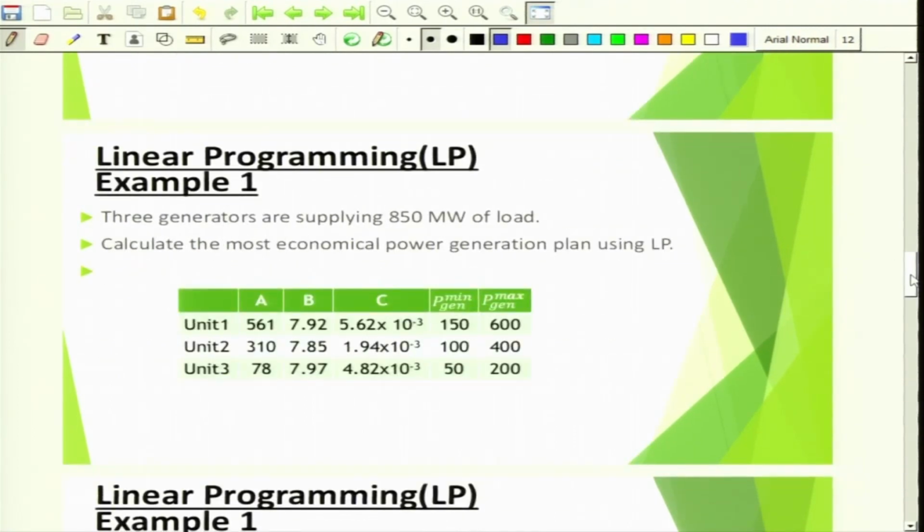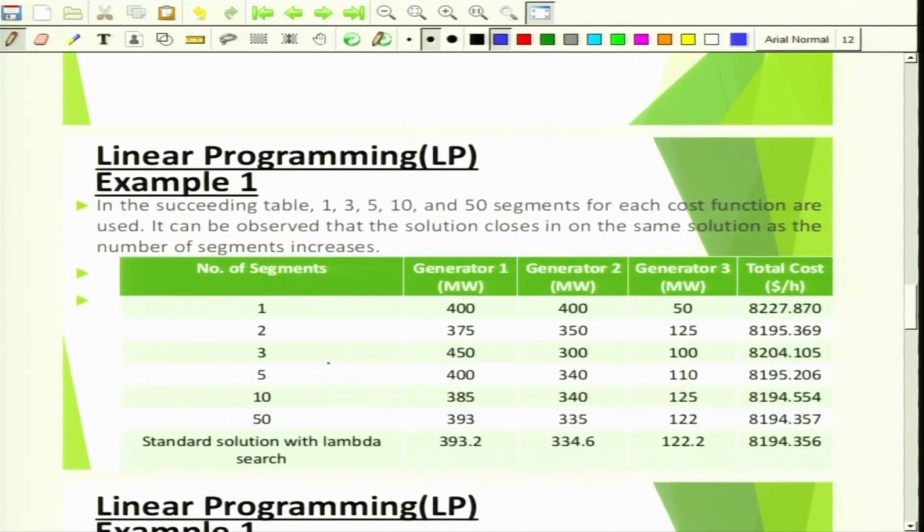Now, let us take an example. Let's say there are 3 generators and they are supplying 850 megawatt of load. Now, their ABC constants or coefficients have been given, their minimum generation and maximum generation are also given. In the succeeding table, 1, 3, 5, 10 and 50 segments for each cost function are used. We have solved using different segments to see what is the impact of variation in the segments on the results that we get.